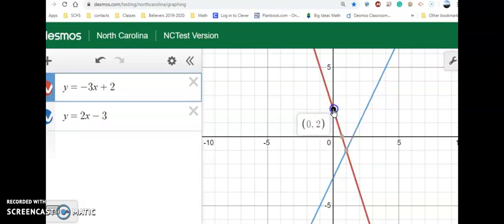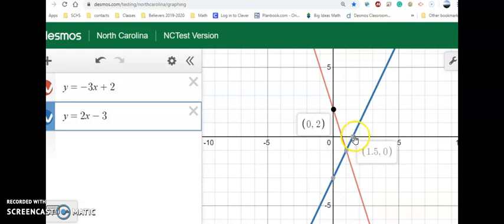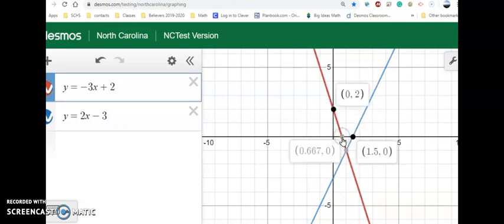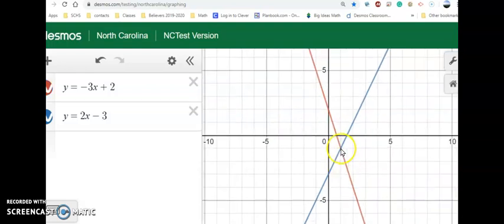If I click on the red one, it's going to give me all of the points that are interesting and where they cross the line. But I don't really care for any of those points. What I really want is the point where they cross together. And that point is the point of intersection. 1, negative 1 is the answer to this question.